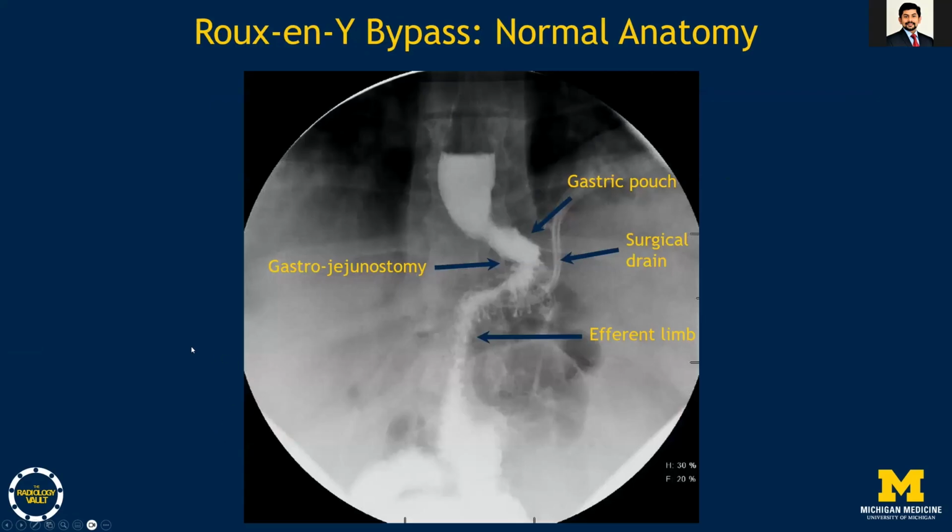On fluoroscopic imaging on an upper GI examination, as you can see, this is the stomach, the esophagus, which is filled with contrast, a small gastric pouch, and then a feathery appearing jejunum. Note that you do not see opacification of the excluded stomach or the biliary limb, because that would suggest that there is some communication. However, in some instances, you will see a reflux of contrast that goes towards the duodenum. Additionally, a surgical drain is present on this patient on post-operative day 3.